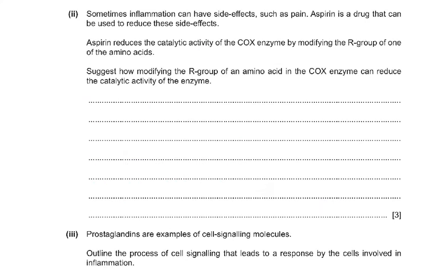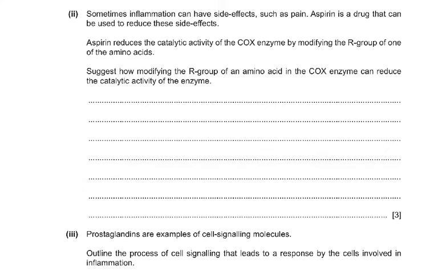Now, by modifying the R groups of one of the amino acids. You see, any enzyme, the COX enzyme or any enzyme, is made up of a number of amino acids. So if it modifies the R group of one of the amino acids, what is going to happen? Just modifying the R group of an amino acid in the COX enzyme can reduce the catalytic activity of the enzyme. Very simple. You see, it could affect the ionic bonding or the hydrogen bonding or the hydrophobic interactions with other R groups.